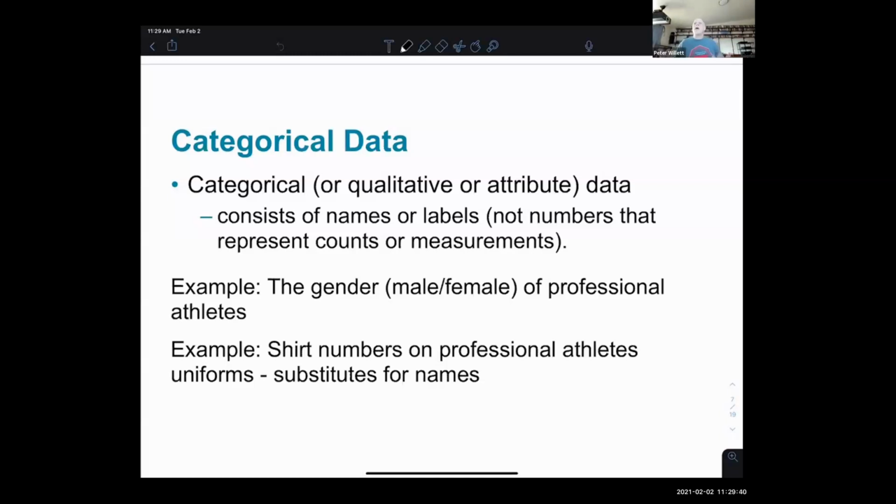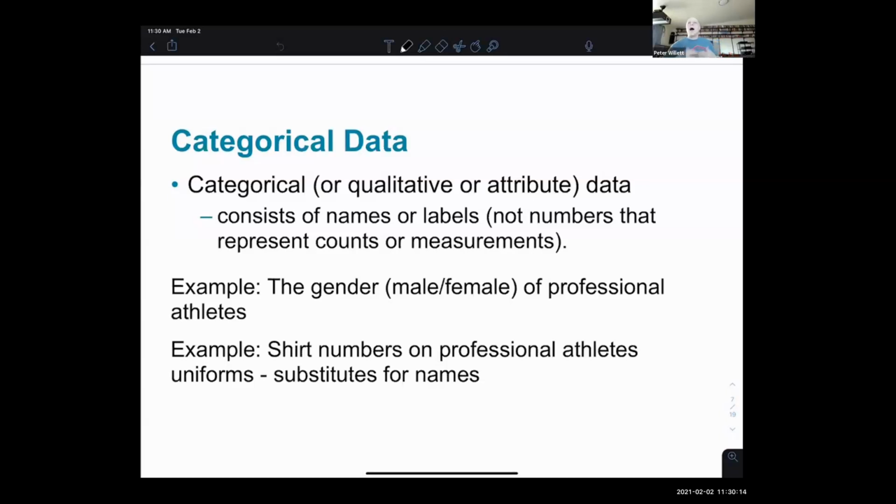And so a perfect example we've already discussed so far is eye color. The kinds of answers you get will be in categories like green, blue. Those are different categories of eye color. Or that's a qualitative measurement of somebody's eyes about what color it is, or it's an attribute. So it consists of names or labels that are not numbers that represent counts or measurements. So not numbers that represent counts or measurements, but are just names or labels.